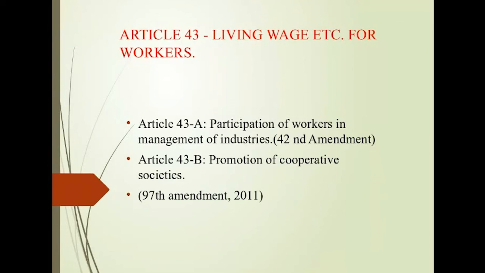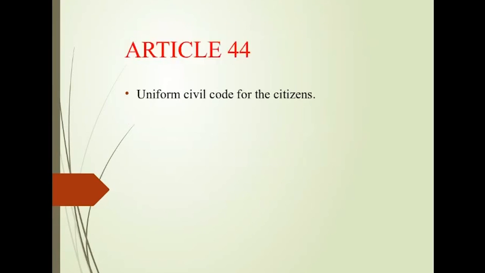Next article is 43A. It was brought in by the 42nd Amendment 1976. It's about participation of workers in management of industries. And Article 43B, promotion of cooperative societies. It was introduced in the 97th Amendment. Article 44 is about Uniform Civil Code for citizens.